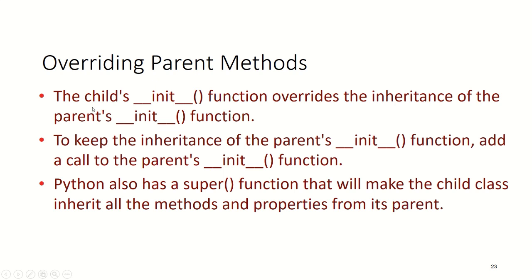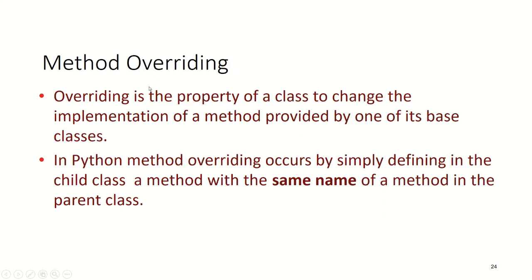That means there is no rule that you have to inherit it, because that inheritance is overridden. And Python also allows a super function. The super function will make the child class inherit all the methods and properties from your parent. So if you have a super function in your child class, then you are automatically inheriting everything from your parent class. And if you want to override your inheritance, then you can also use this init function.